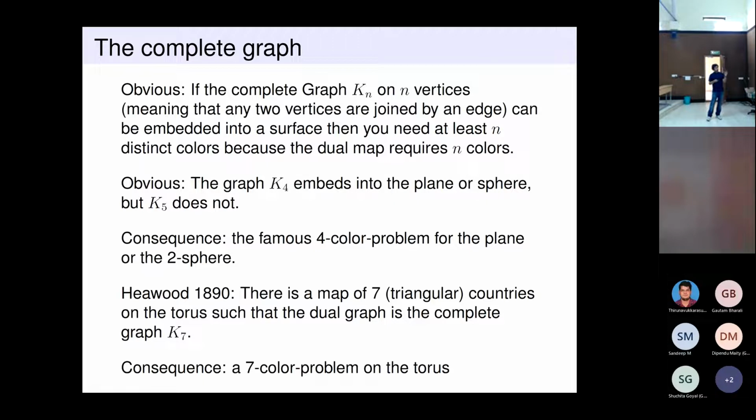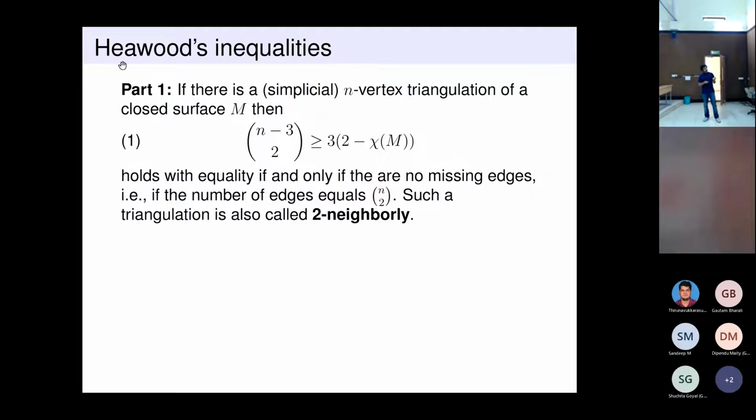Yeah. So similarly, you can draw a map of 7 countries on a torus such that the dual graph will turn out to be a complete graph on 7 vertices, and so you need at least seven colors to color a map on a torus. So as you increase the genus of the surface, you can embed bigger and bigger complete graphs there, right? So this is the initial setting.